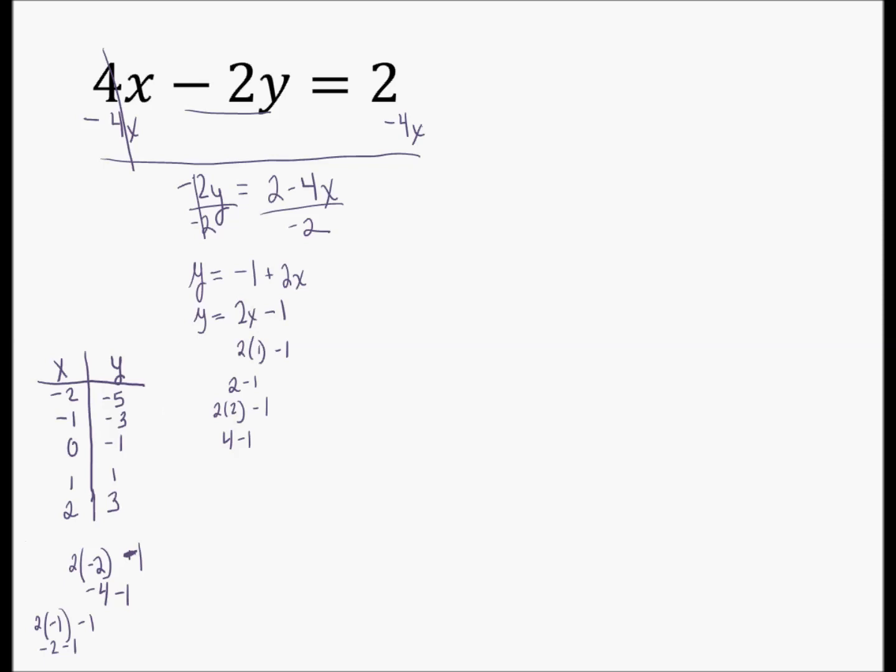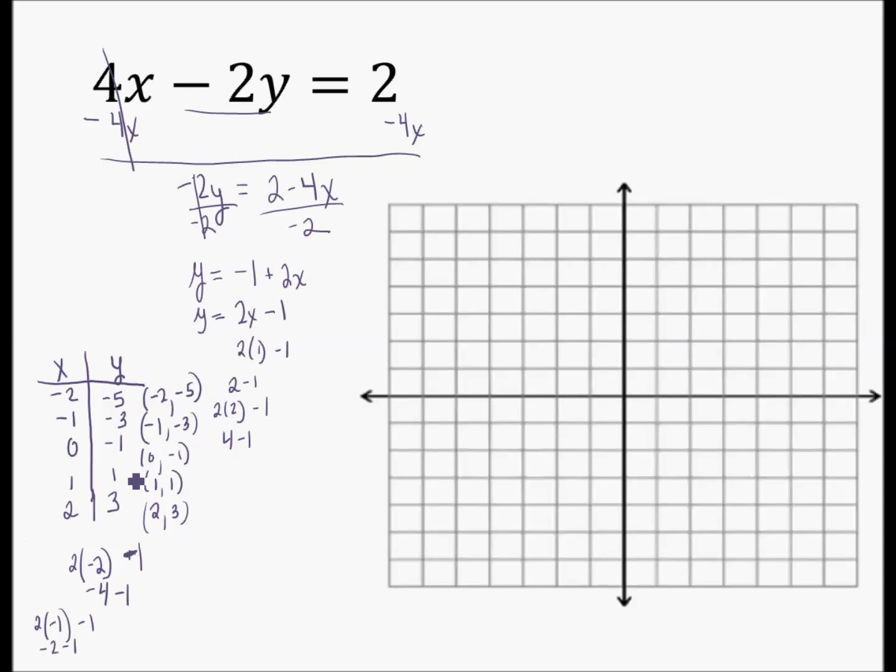Now these are my input and output values. I can label these input and output values as ordered pairs. Negative 2, negative 5. Negative 1, negative 3. 0, negative 1. 1, 1. And finally, 2, 3. Once I have a few ordered pairs, I have like 5 of them, I can make a graph. So let's plot these points.